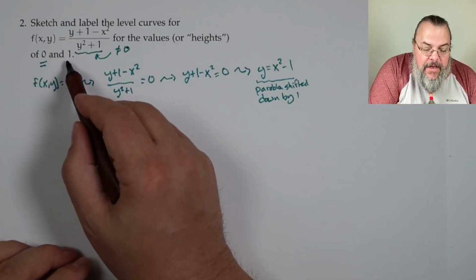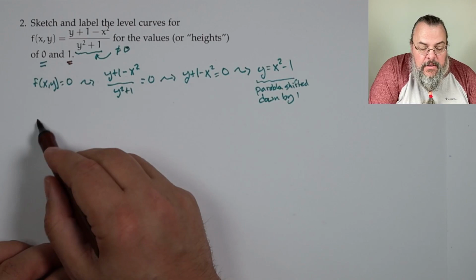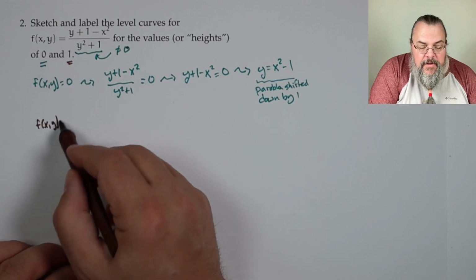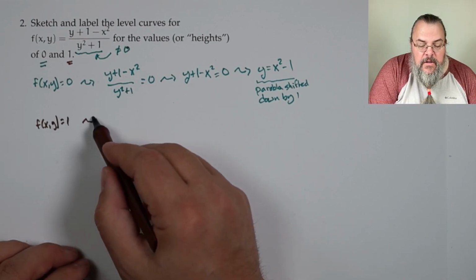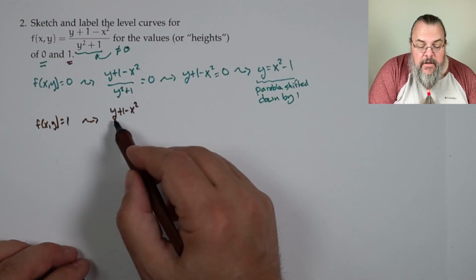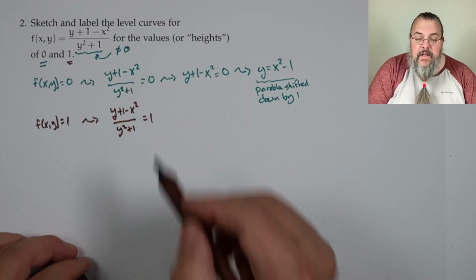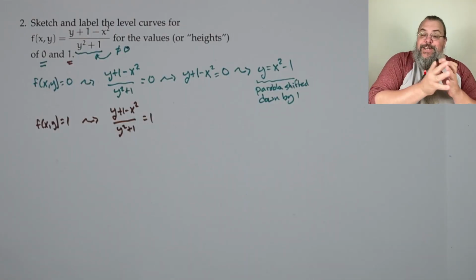Okay, now we have to repeat for 1. Well, what will that do? We have f of x, y equals 1. So that becomes (y plus 1 minus x squared) over (y squared plus 1) equal 1, right? Set the function equal to the output.